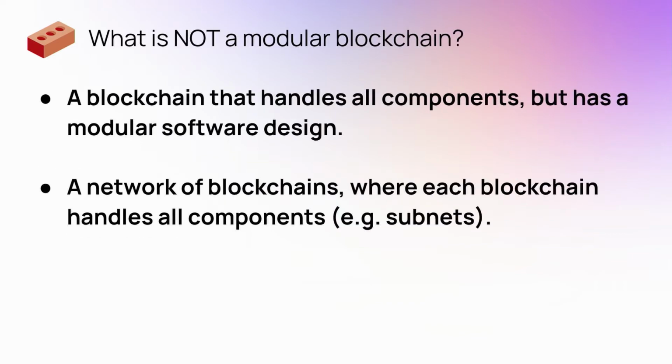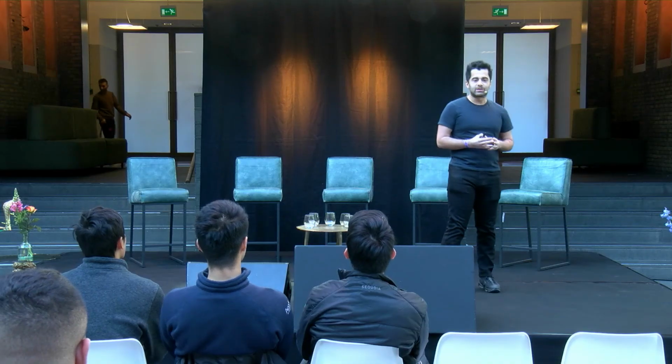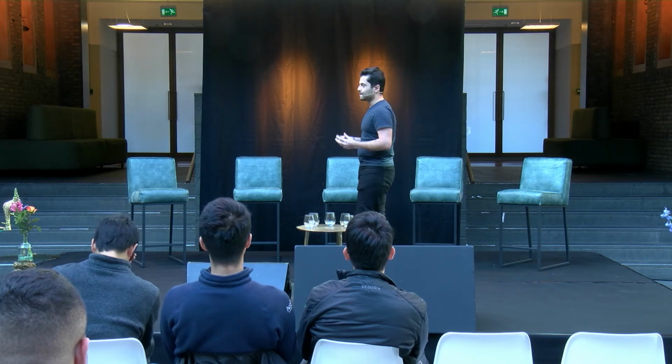So, what is not a modular blockchain? There's often some confusion on this. A blockchain that handles all the components but has a modular software design is not a modular blockchain. A modular software design can be helpful to build modular blockchains. For example, we use Tendermint, and the ABCI construction in Tendermint is very helpful to build modular blockchains. But deploying a blockchain using a modular software library does not make that blockchain modular in itself. Secondly, a network of blockchains, where each blockchain in the network handles all the components, is also not a modular blockchain. For example, Avalanche subnets are not modular blockchains, because each chain in the network handles all the components that I just described. Therefore, it's not modular.